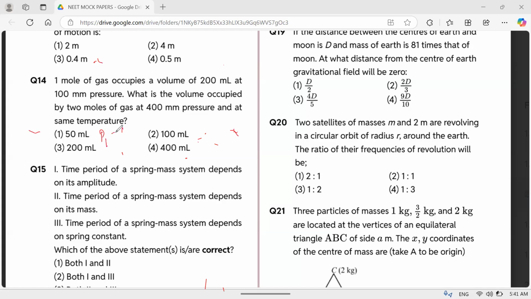P1 is equal to 100 mm. V1 is equal to 200 ml. And P2 is given as 400 mm. Asking V2. Which law can I apply? Boyle's law. What is Boyle's law? P1 V1 is equal to P2 V2.